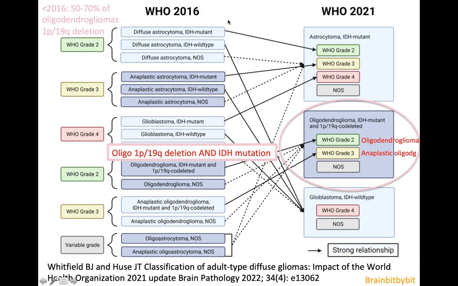In 2016, oligodendrogliomas became one of the first genetically defined tumors. So you needed to have not only histologically an oligodendroglioma pattern, but also two mutations, one 1p19q deletion and an IDH mutation.